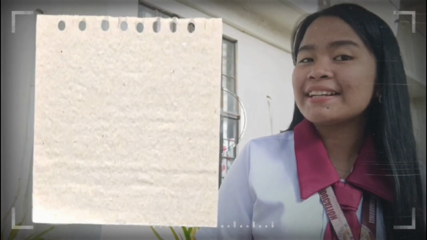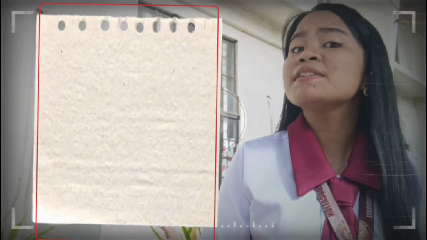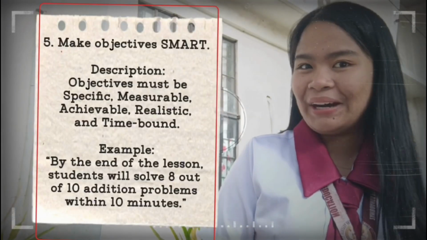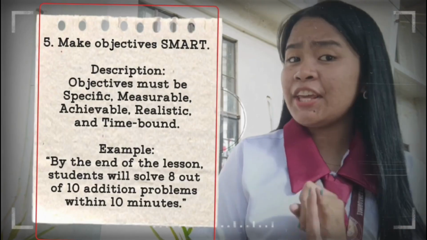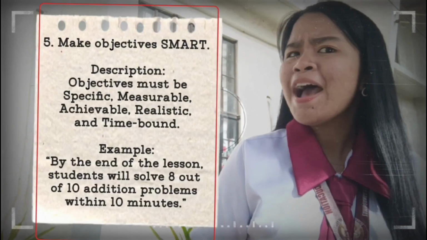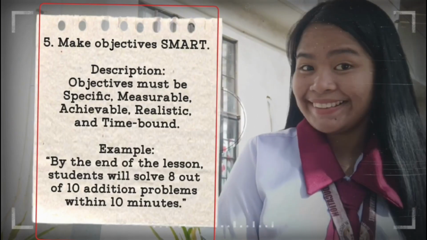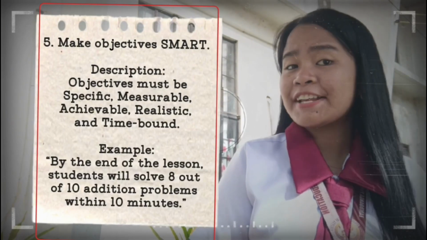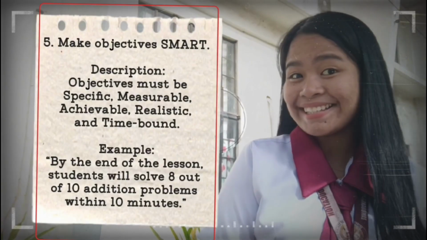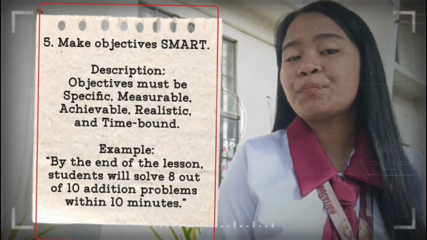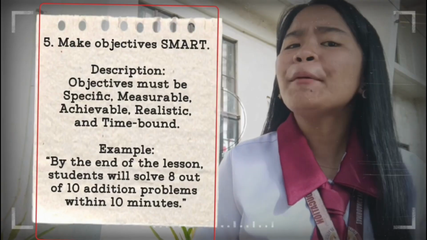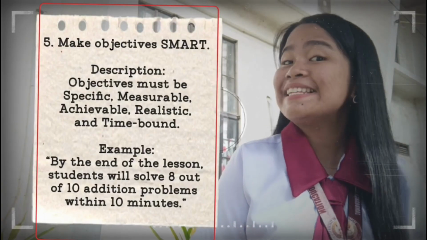Number 5, make objectives SMART. Objectives must be specific, measurable, achievable, realistic, and time-bound. SMART objectives are clear, easier to assess, and more meaningful. They specify what students do, how well, and by when. Example, by the end of the lesson, students will solve 8 out of 10 addition problems within 10 minutes. Specific, solve addition problems. Measurable, 8 out of 10. Achievable and realistic, appropriate for level. Time-bound, within 10 minutes.